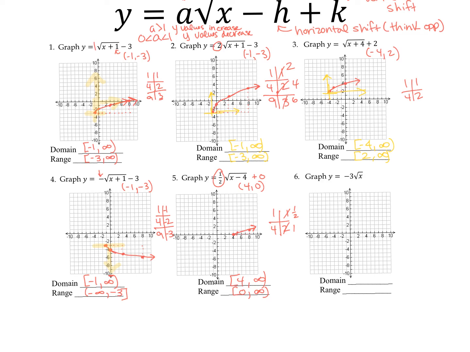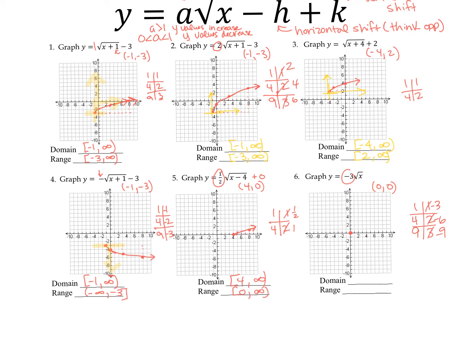So let's take a look at number 6. Notice there's no vertical or horizontal shift. This one is going to have a starting point at the origin, 0, 0, and I'm multiplying by a -3. So that means my y values are going to change by a factor of 3. So my 1, 1, my 4, 2, and we'll put 9, 3 on here. So instead of moving 1, 1, I'm going to move 1, 3. 4, 2, I'm going to move 4, 6. And 9, I'm going to move 9 as well. And don't forget we have a negative in front. So this is going to be a down 3, a down 6, and a down 9.